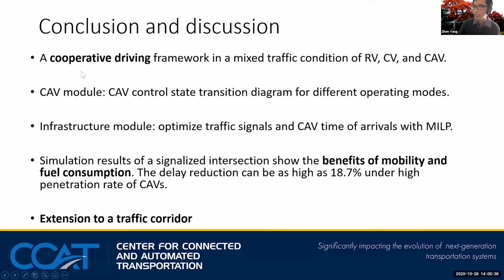So in the conclusion, I proposed a cooperative driving framework in a mixed traffic condition of regular vehicles, connected vehicles, and connected automated vehicles. At the CAV module, we proposed a CAV control state transition diagram for different operating modes. At the infrastructure module, we optimized the traffic signal and also the CAV time of arrival with a mixed integer linear programming problem. The simulation results of a signalized intersection show the benefit of mobility and fuel consumption, and the delay reduction can be as high as 18.7% at the high penetration rate of CAVs. Notice that we also extend this work to a traffic corridor in which we consider the coordination between different intersections. Due to time limit, I cannot present that work here. And that's all I have.